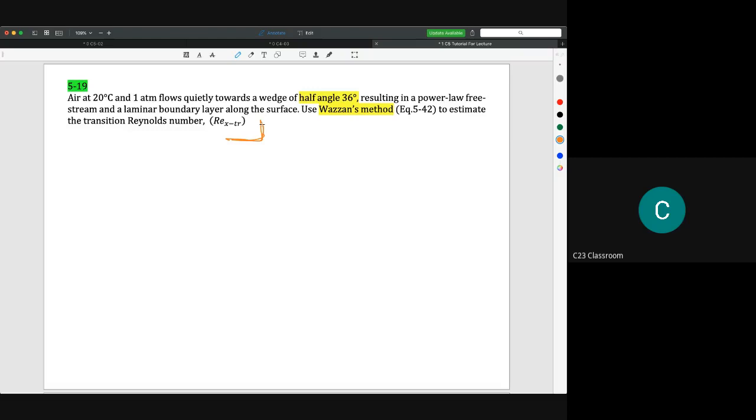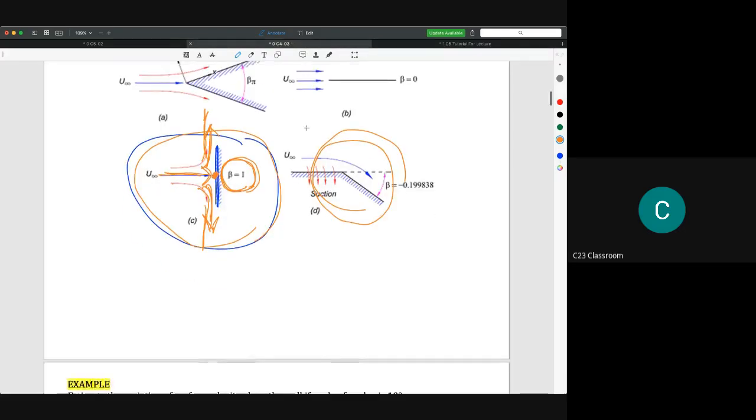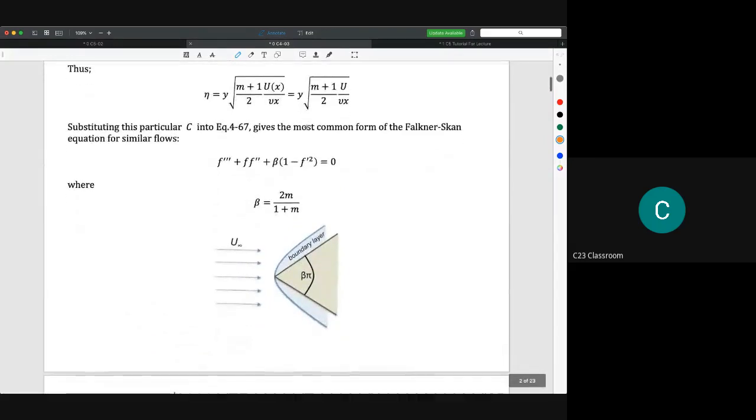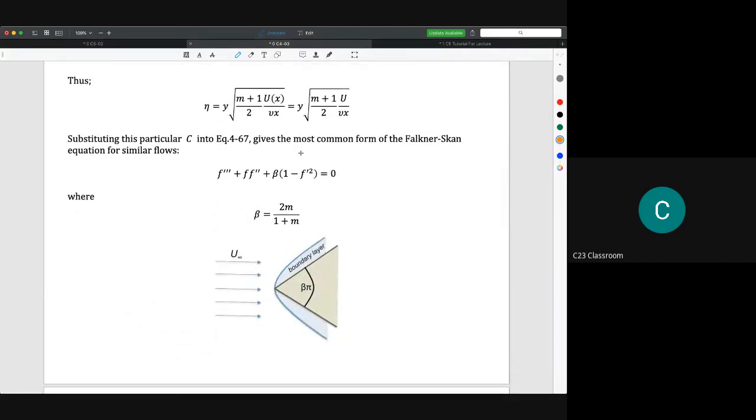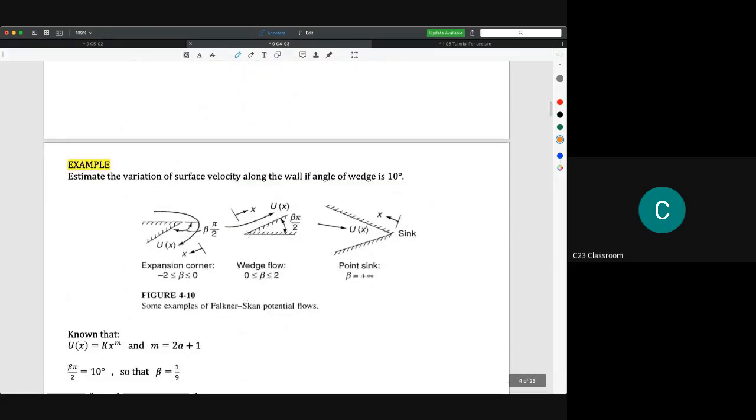velocity profile. Previously we just used the common velocity profile, which is u equal to kx. So what we calculate here, please refer to the chapter 4 lecture notes. The beta pi is showing a wedge like this one. If we have a half angle like this one, we will take beta pi over 2, because beta is divided into 2 sections.